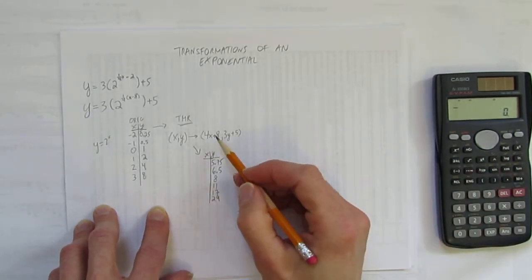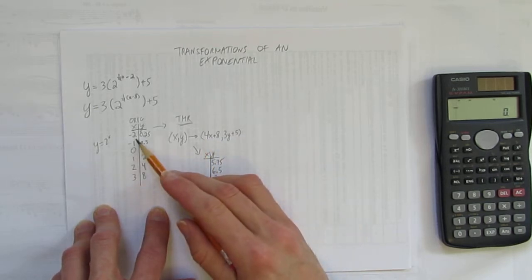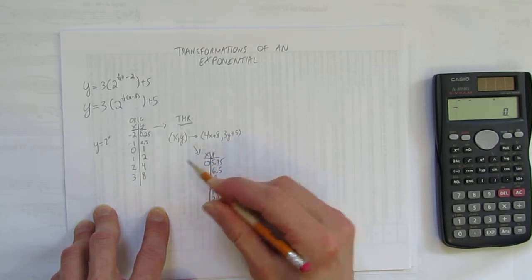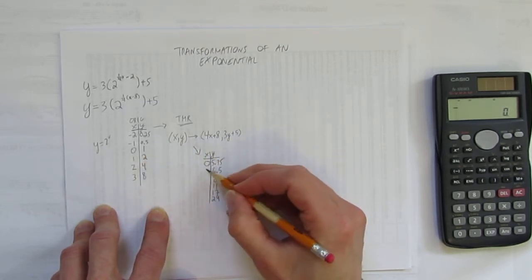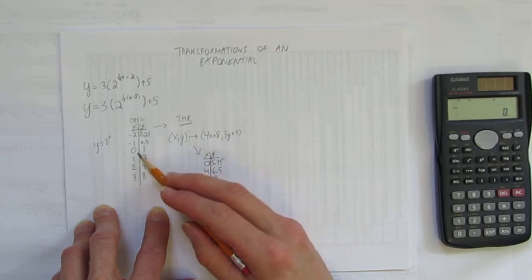Now I'm going to do the x values, which in this case actually aren't that hard. What's 4 times negative 2? Negative 8 plus 8 gives 0. What's 4 times negative 1? Negative 4 plus 8 gives 4. And you can see a pattern developing here.